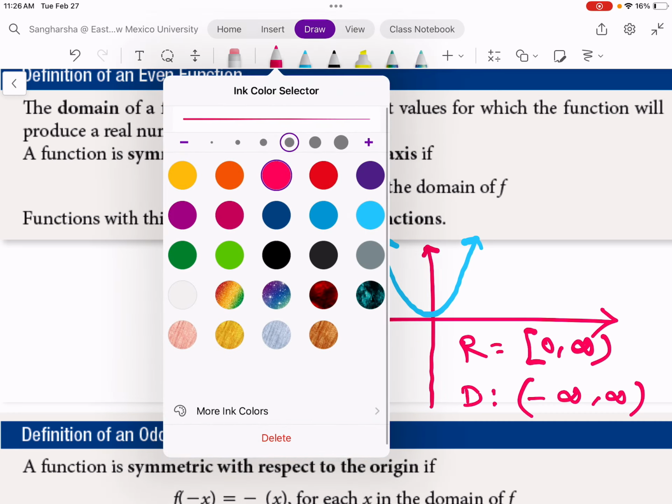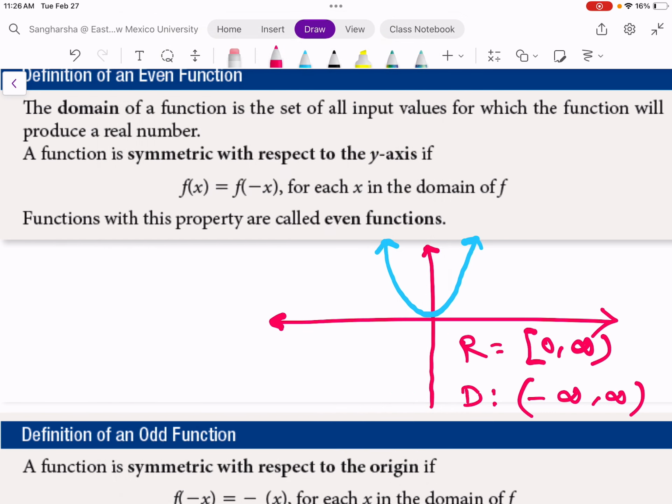Now it doesn't look like it touches the x-axis, but I'm trying. So here the graph touches the x-axis. Now this graph. Okay, let me draw one more graph.